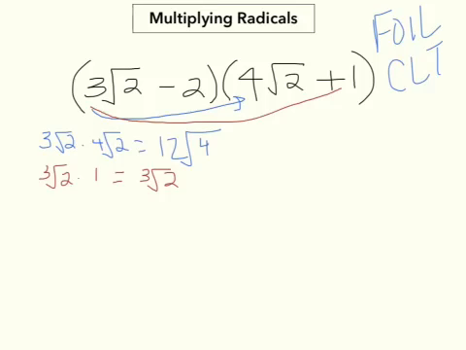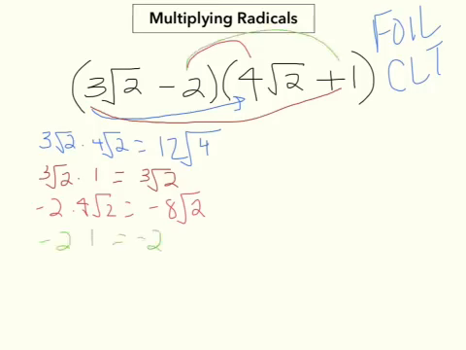Now let's go to the next terms up here. Negative 2 times 4 square root 2. So we've got negative 2 times 4, which is negative 8, and then we still have this square root 2. And then the final terms, the last two terms, we have negative 2 times 1, which is just negative 2. Now we want to look back and let's check and make sure none of these can be simplified anymore. And what I mean by that is the 12 square root 4, square root of 4 we know, it's 2. So 12 times 2 is 24. So now we have all of our terms.